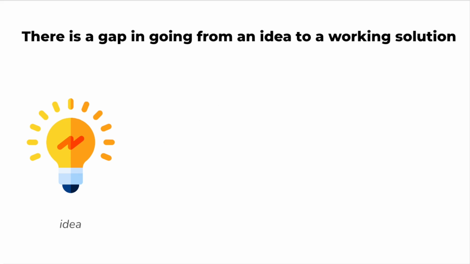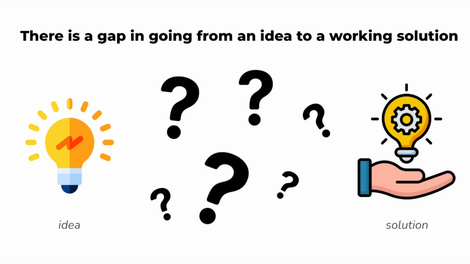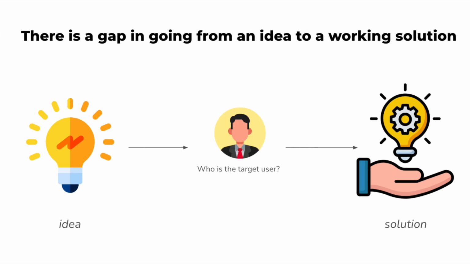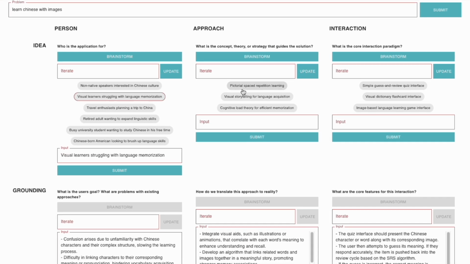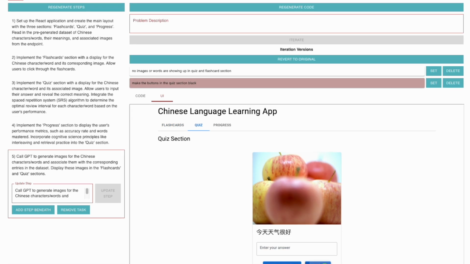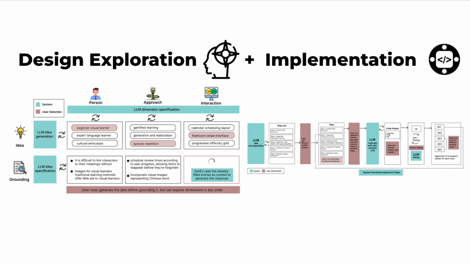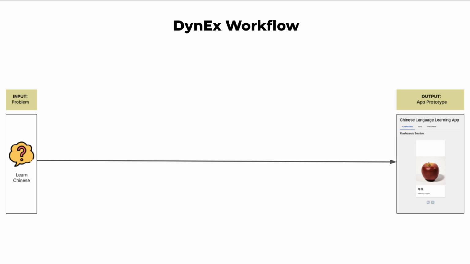Converting an initial idea into a feasible design requires a detailed consideration of multiple aspects, such as the target user of the application, the approach, and the user experience. We present DynEx, an LLM approach that accelerates exploratory programming by combining design exploration with implementation. DynEx takes in an application idea as an input and outputs a functional UI.